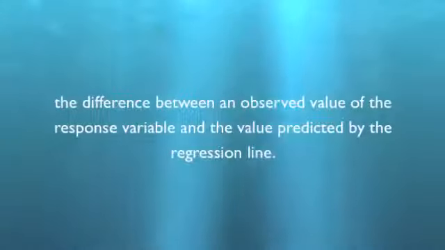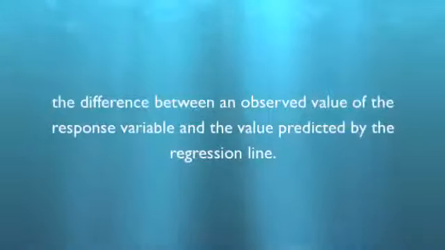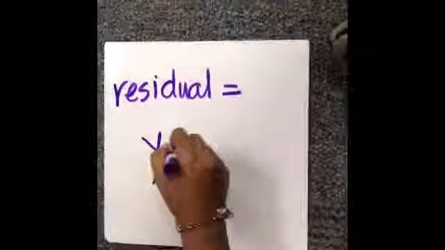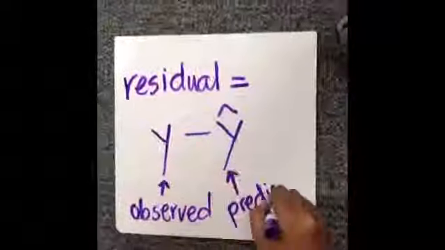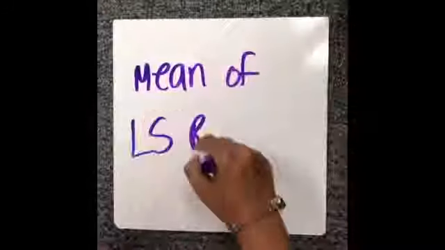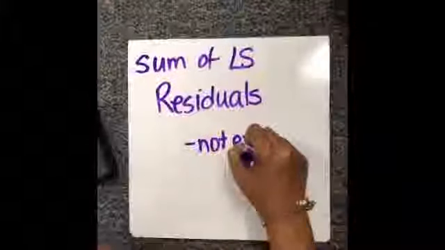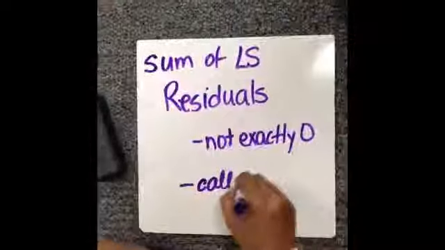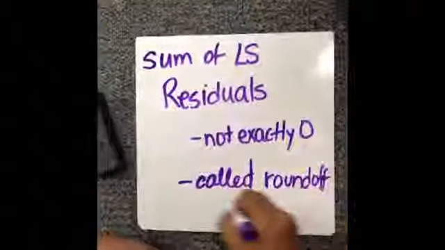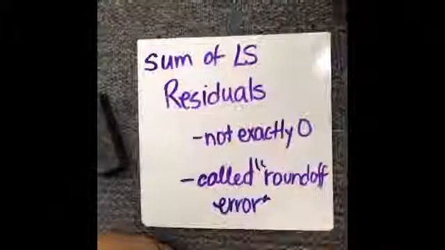Residual. A residual is the difference between an observed value of the response variable and the value predicted by the regression line. Residual equals observed y minus the predicted y, which is y hat. The mean of the least square residuals is always 0. The sum of the least square residuals is not exactly 0, but the calculator rounds the residuals to 4 decimal places. This is called the round-off error.